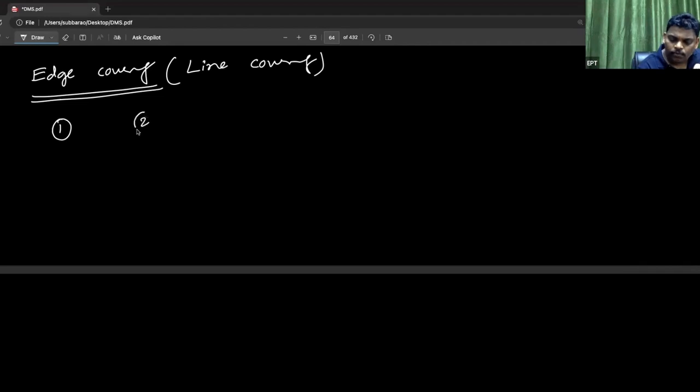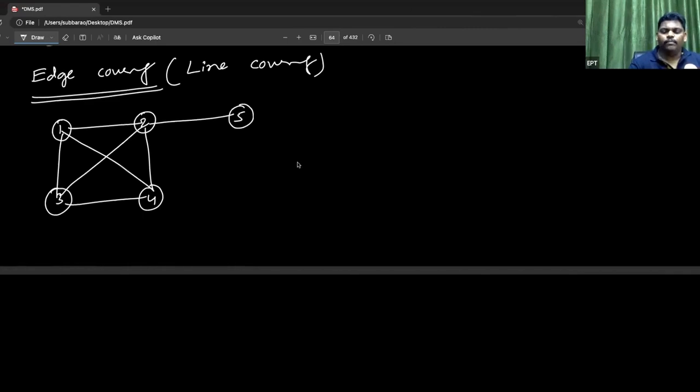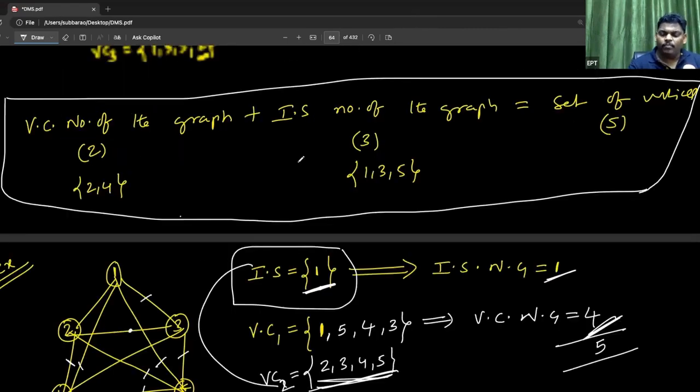1, 2, 3, 4, 5. Can you help me now? Is this answer vertices or edges? Please give me the answer. Yeah, sir, didn't understand the removing part. Can you go there? The removing part.